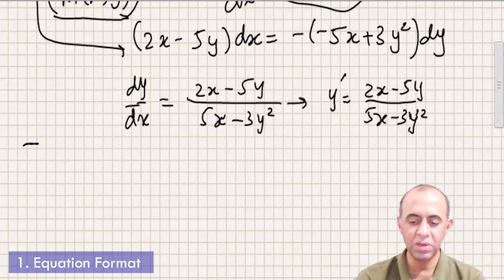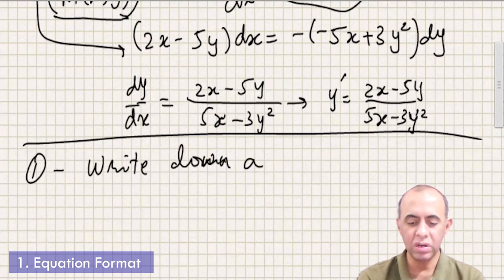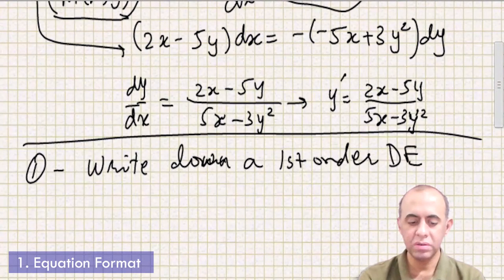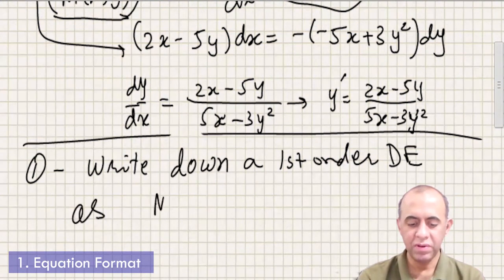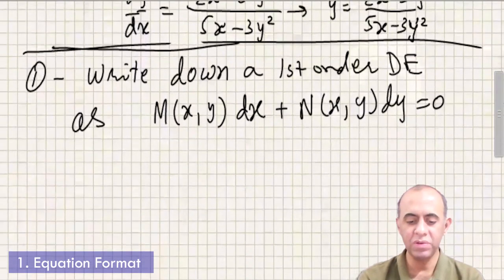That is the first step in solving exact equations. Let me write it down as an algorithm. The first step is to write down the first order differential equation as M of x comma y dx plus N of x comma y dy equal to 0. So that would be the first step.